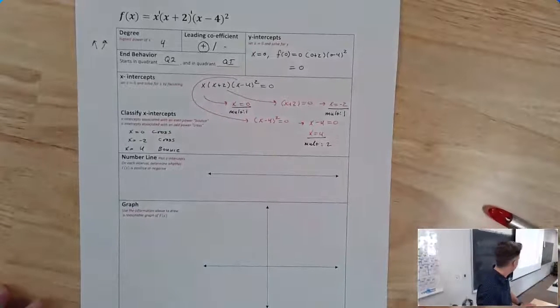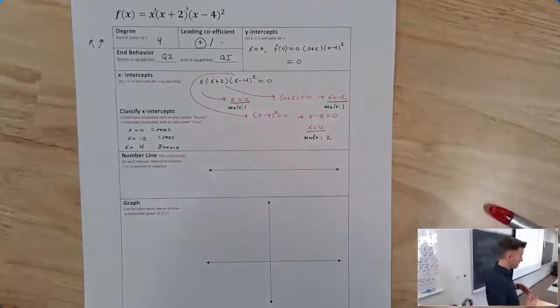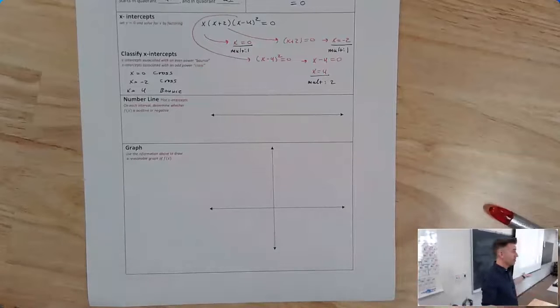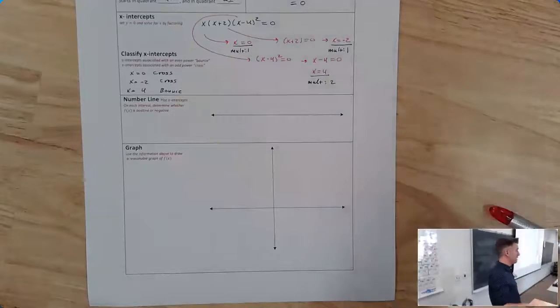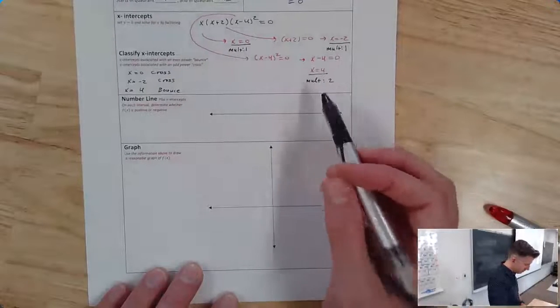Which to me kind of negates the need to do anything with the number line at all. I guess that's not, no, that's pretty true. So I would say, in my opinion, you can skip the whole number line thing and just go to the graph. So I'm going to go to my graph and I'm going to plot my intercepts. Really, my intercepts are the only points I've got to plot. So my intercepts are 0, negative 2, and 4.